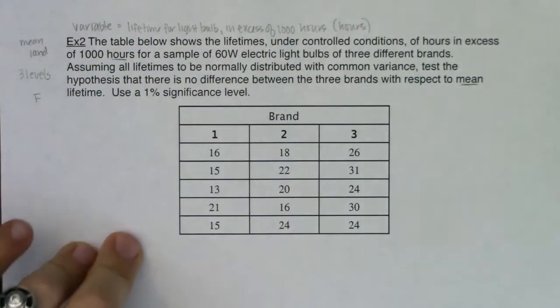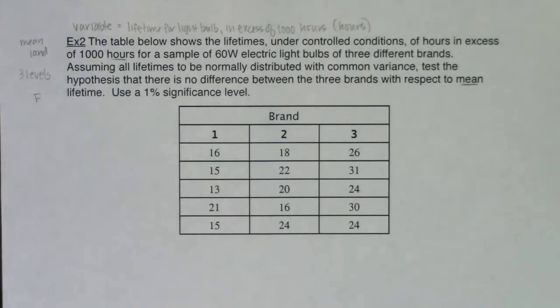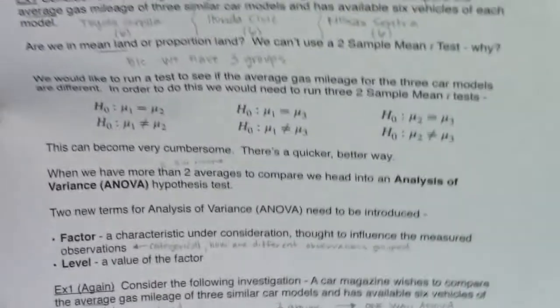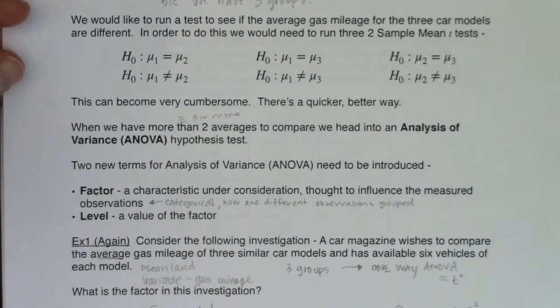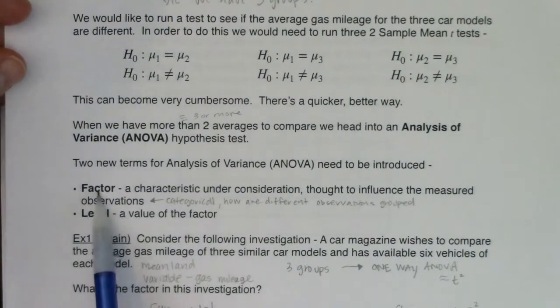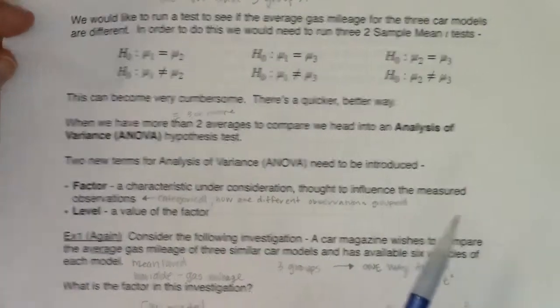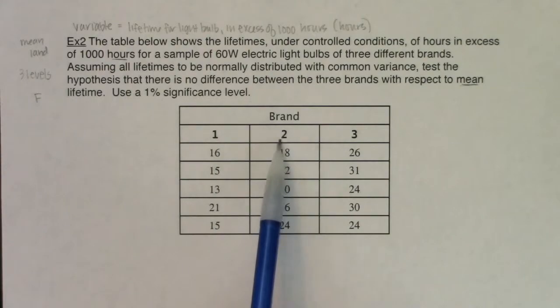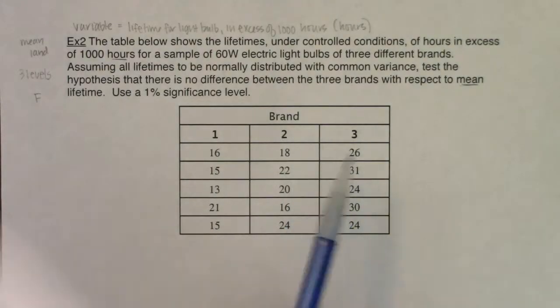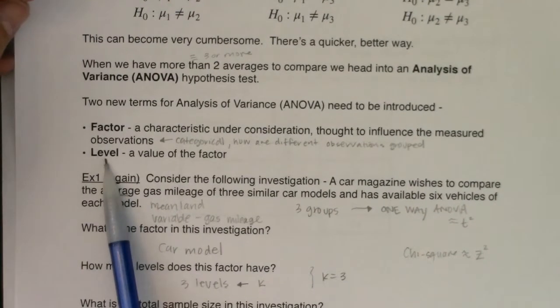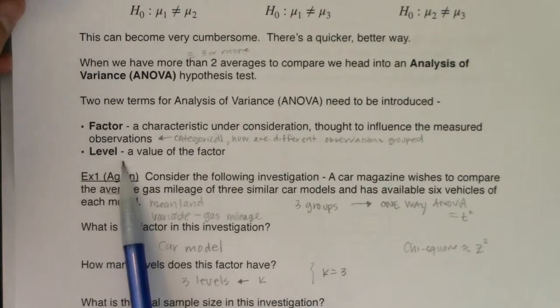And let's just keep some of our vocab in mind from the front page. So anytime I know I'm gonna run ANOVA, I should figure out what is my factor and what is my level. So in this case, the factor, it's a categorical variable. How are the different observations grouped? And they were grouped by brand. We had brand 1, brand 2, brand 3. How many levels did I have? Well, I had 3 values to that factor.